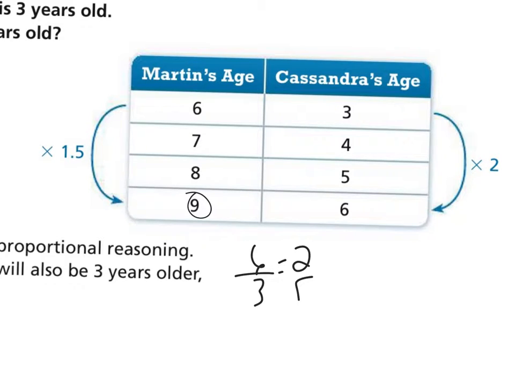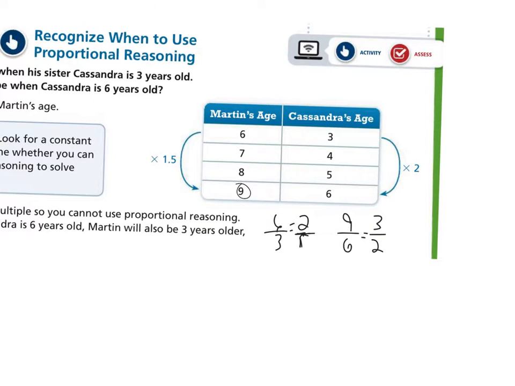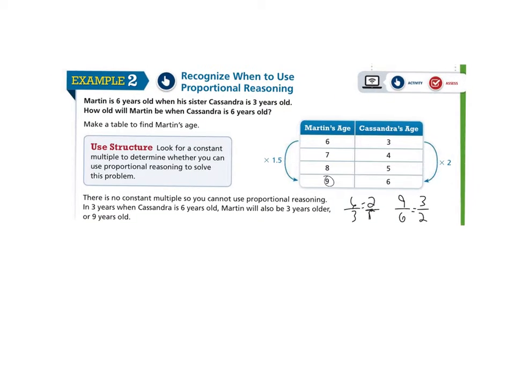Martin was twice as old, but 3 years later it's 9 to 6, so it's a 3 to 2 ratio instead of a 2 to 1. So instead of being double the age, Martin's now only 1.5 times as old as Cassandra. Okay, and that's something you might have experienced with siblings, where at one point you might have been twice as old as a sibling. Okay, and then it does not continue to be the case though.